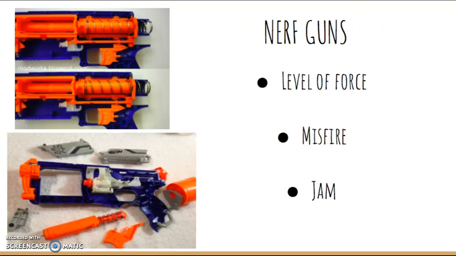The last example I have for you is a Nerf gun. It's really important to understand how the frequency, amplitude, and period affect a Nerf gun. For example, the amplitude can really impact the amount of force that the bullets will come out at. If there isn't enough amplitude or force, then the bullets won't be able to be fired.